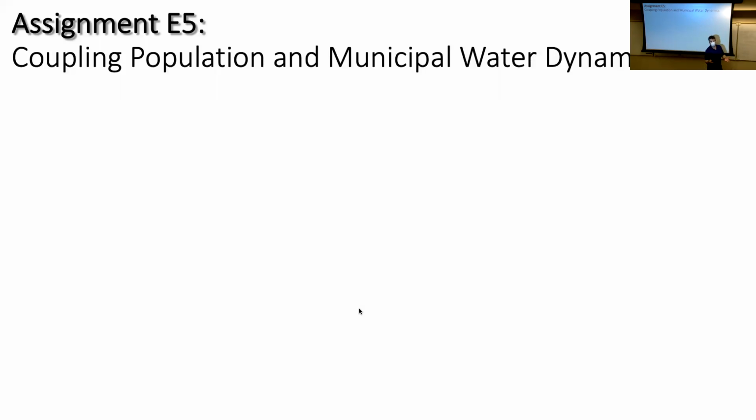I didn't want to take off the table a good model, so I came up with one that has a lot of flaws in it, but at least I think shows the process. It's a coupled population and municipal water dynamics model. We're going to have a sector where you're building population dynamics based on water availability, and then another sector, which is water dynamics based on population use, and those two connect together.